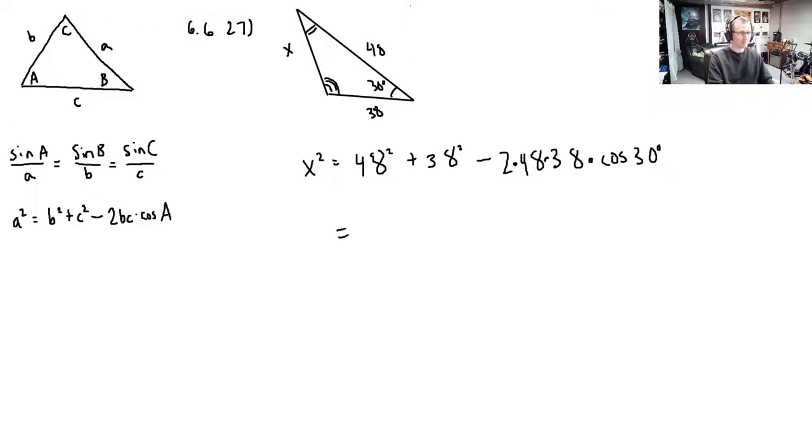finding these other angles. So 48 squared is 2,304. 38 squared is 1,444 minus 2 times 48 times 38 is 3,648. And then cosine of 30 degrees is everybody's favorite ratio, square root 3 over 2. Okay, so now we could multiply all of this stuff out and have our solution.